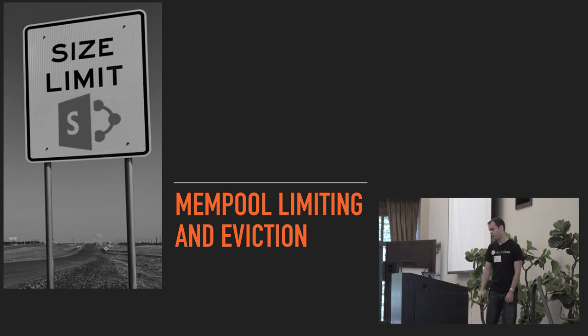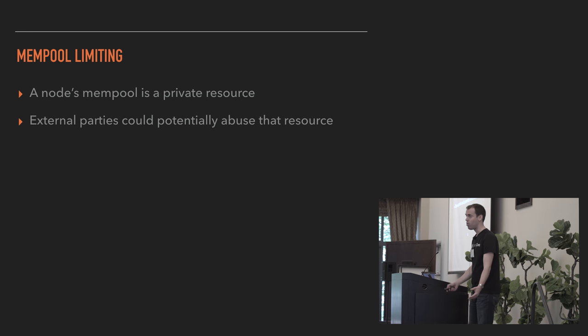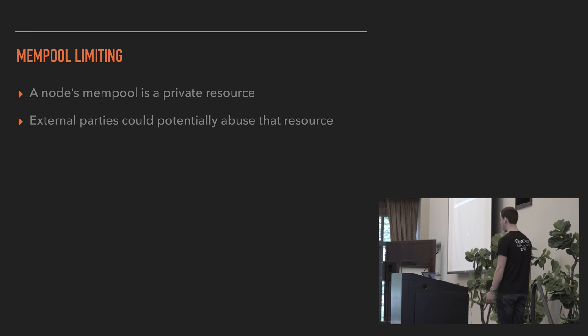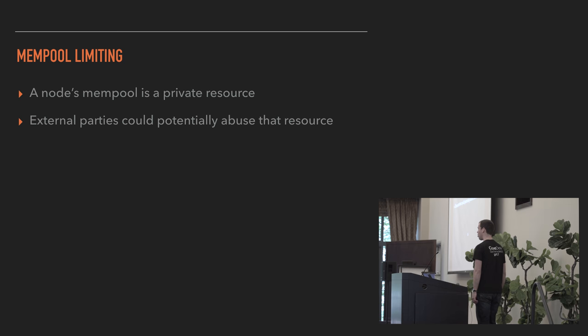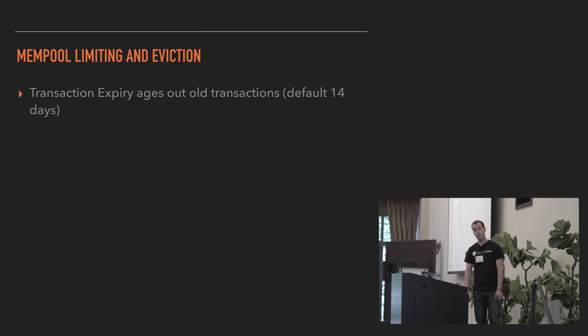Okay, so how do we limit that, and why do we need to? Well, a node's mempool is a private resource. It's memory on your own computer, and external parties could potentially abuse that resource, right? They could send you loads of transactions and fill up your mempool and potentially make your computer fall over. So we need somehow to prevent that from happening. We need to limit how much resource an external party can use on our system. There's a few ways we do that.